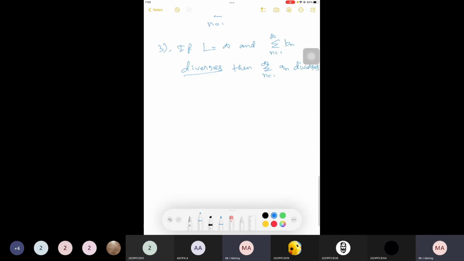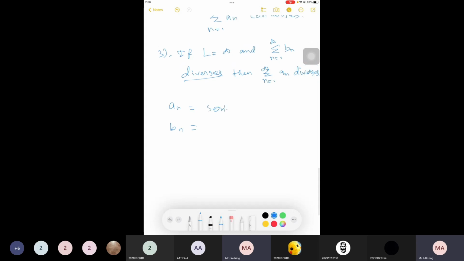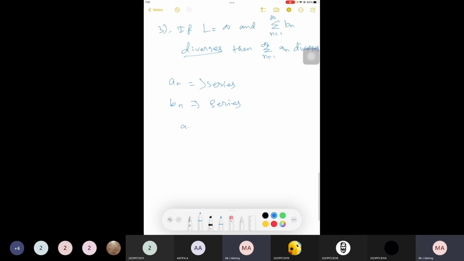Here more clearly I will explain. Suppose A is one series, and B is also another series. You may consider any series, just consider that it's a series. If you divide the series, definitely A_n by B_n equals a number. It may be any finite number.